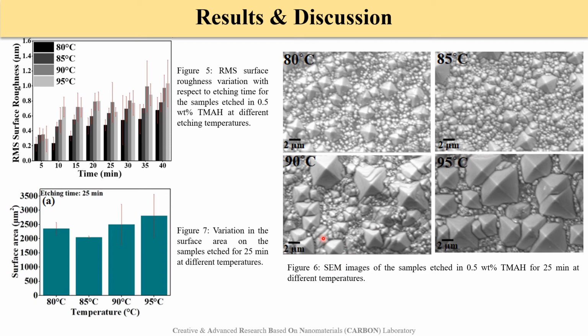Here it was concluded that higher values of surface roughness are not directly related to lower reflectance values, but uniformity and density of the pyramidal structures play an important role to minimize the reflectivity.